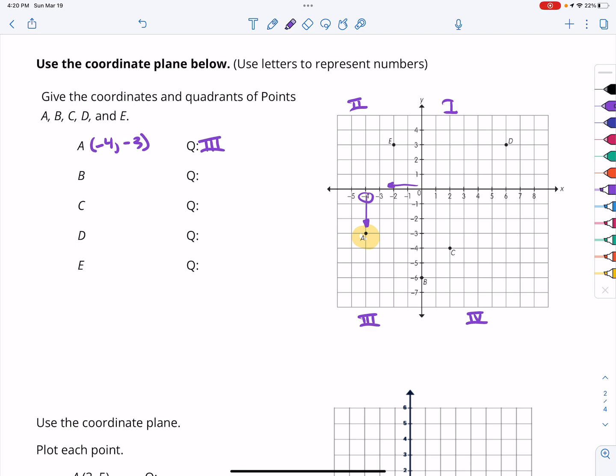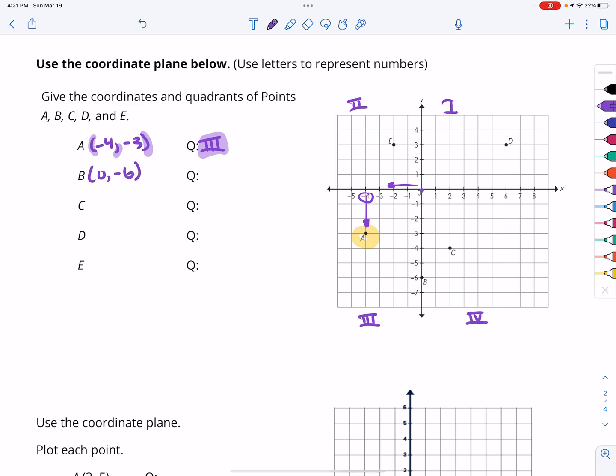And notice that yes, you absolutely must have the parentheses, you must have the comma, and when you write the quadrant number, it is always in Roman numeral form. So B, if you notice, if we start at the origin, we go nowhere. And so that means that point B is at 0 for our x value because it's right on the axis. And then we travel down 6 units, so negative 6.